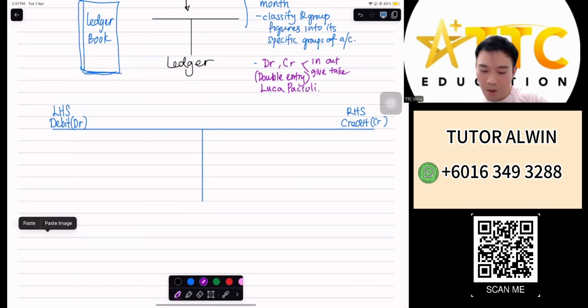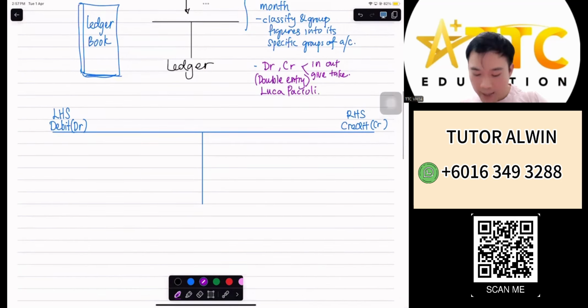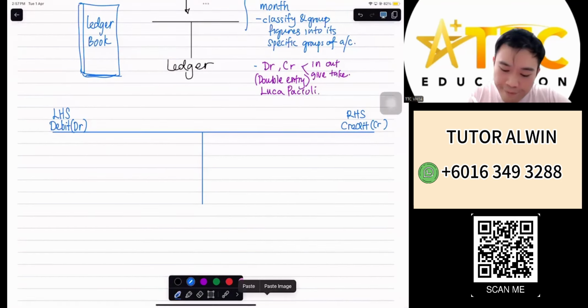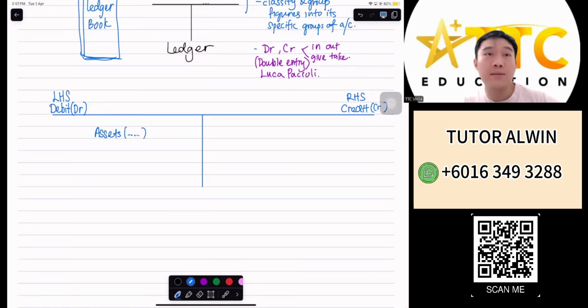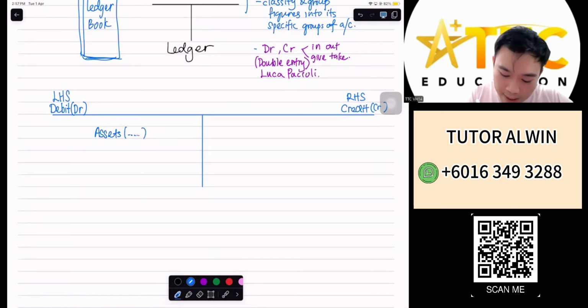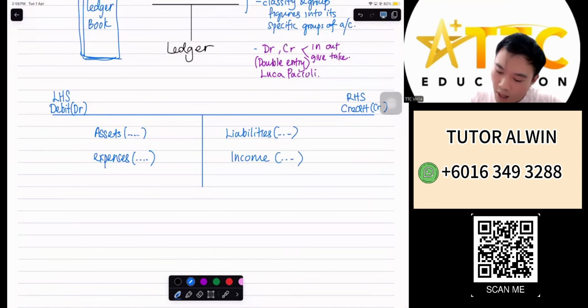Luca Pacioli. So our ledger has two parts. Normally on the debit side, we have the recording of assets. What kind of assets? There are many kinds of assets. We also have our expenses here mainly as well. You group them on the debit side. There are many kinds of expenses as well. Liability, a lot of liabilities. We also have our income over here. And then we also have our capital portion.